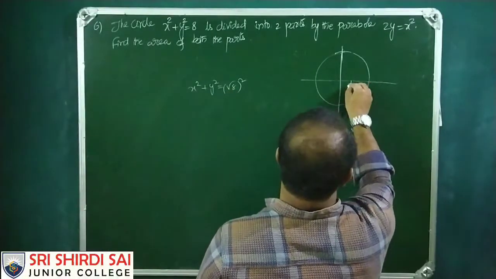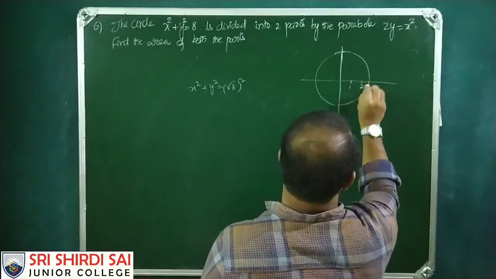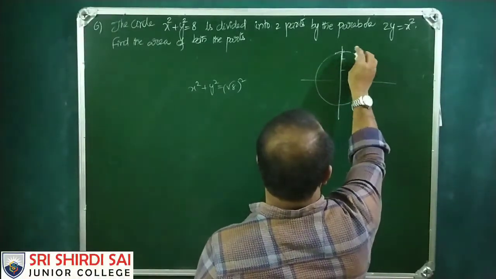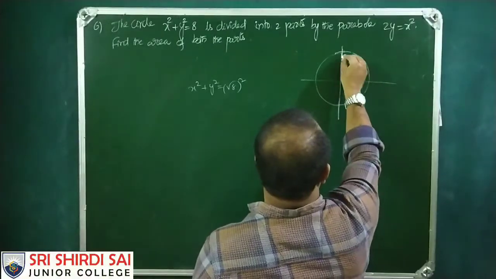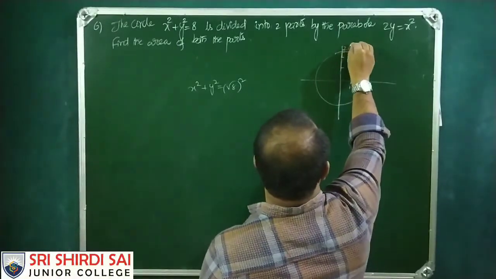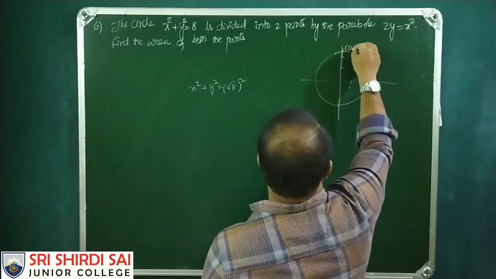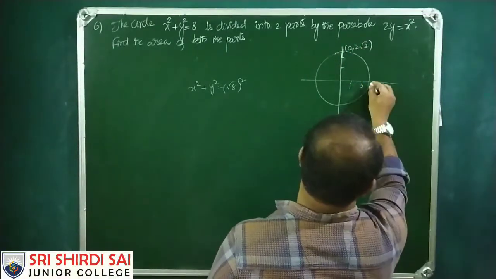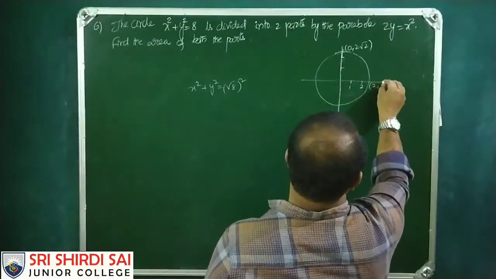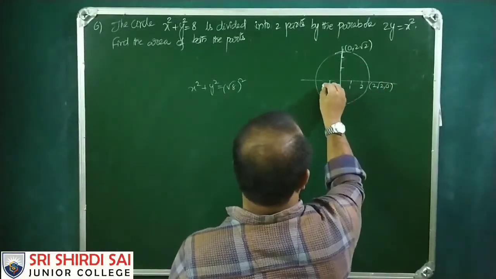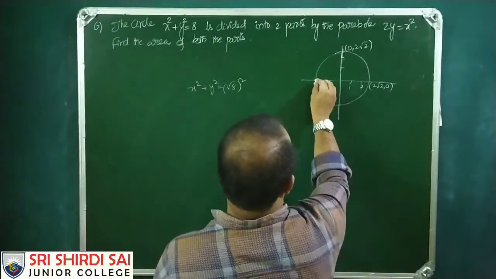So this is 1, this is 2, this is 2 root 2. So this is 0 comma 2 root 2. This is 2 root 2 comma 0. This is 1, this is 2 and this is 2 root 2.